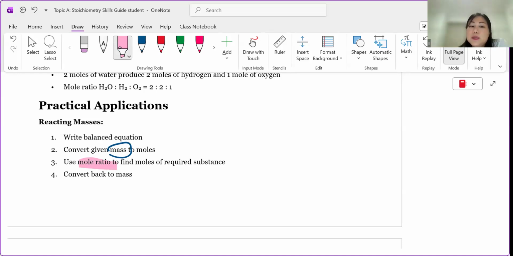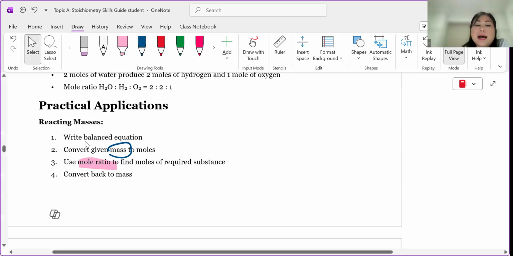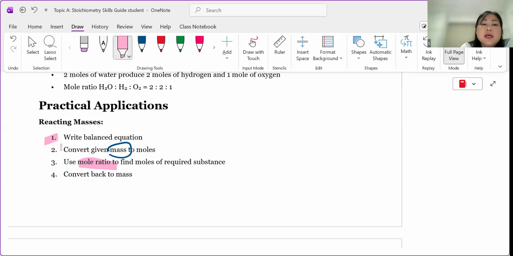It depends on the question. If the question says find the mass, then you use your moles to continue to find the mass. If they say percentage purity, then you use the moles to find the percentage, or you use your mass to find the percentage. So the idea is: write the equation, convert all the values to get moles, and then apply your mole ratio.